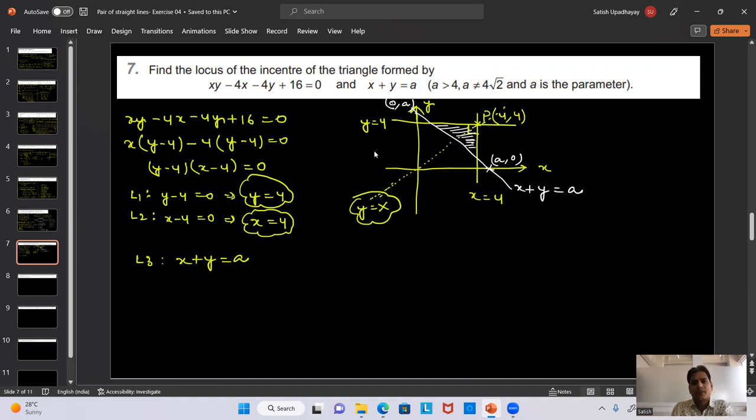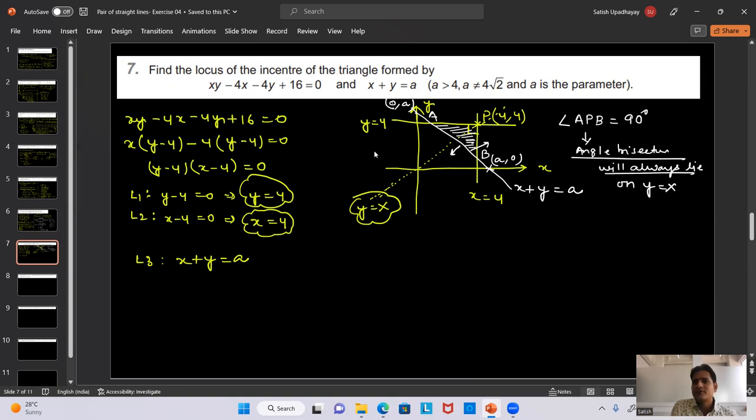Let me ask you one thing. What is the incenter? The incenter is the point of intersection of the internal angle bisectors. If I name this point P, and name the other points A and B, then angle APB is 90 degrees. This white line is variable, it may move in this direction or that direction. But the angle bisector of angle APB will always lie on the line y equal to x.